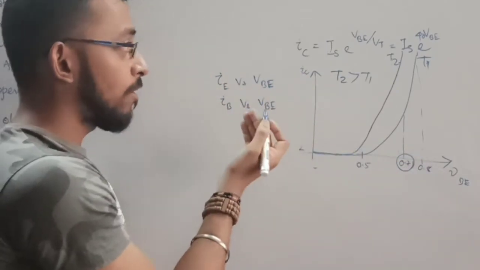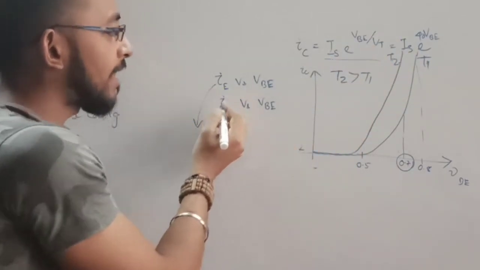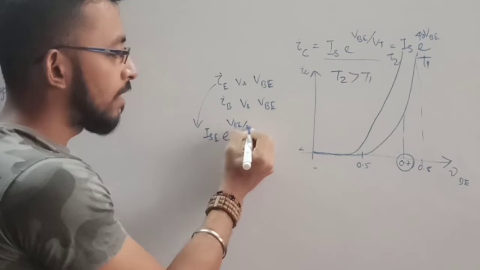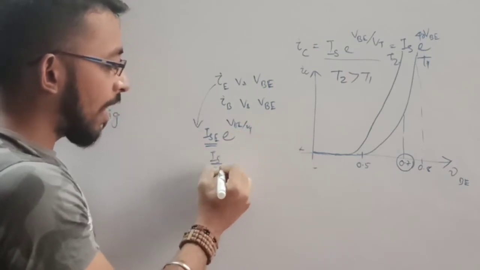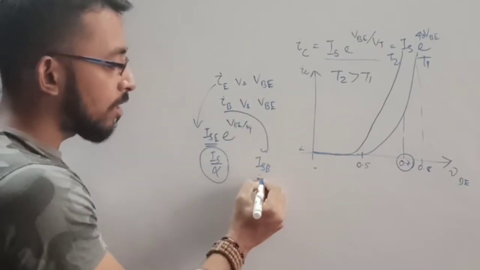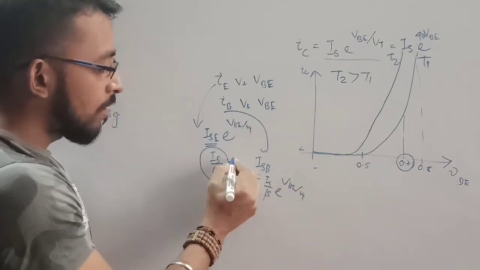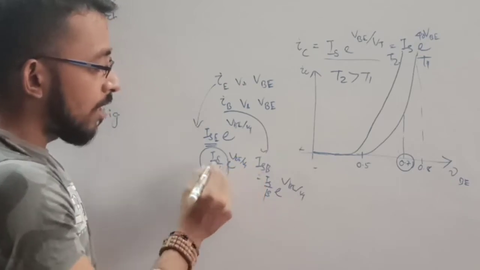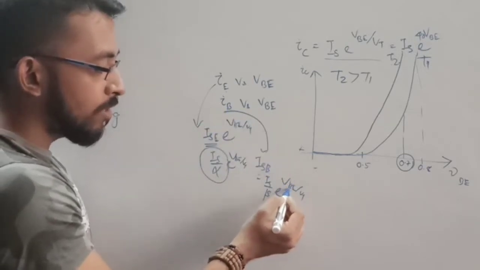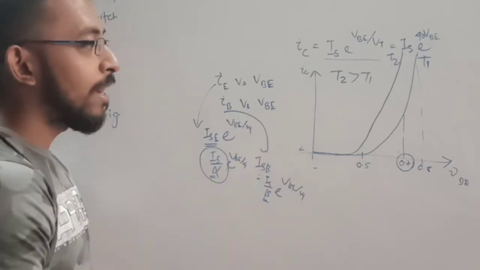But what will the value change? Here my IC is nothing but IS e power VBE upon VT. In the IE case, it will become ISE e power VBE upon VT, and in place of ISE, I have to put IS upon alpha. Similarly, for the IB equation, I have to write ISB, which is nothing but IS upon beta, e power VBE upon VT. In both cases, IE also depends upon VBE, an exponential rise in VBE, and IB also depends upon an exponential rise in VBE. But they will vary according to the value of alpha and beta.